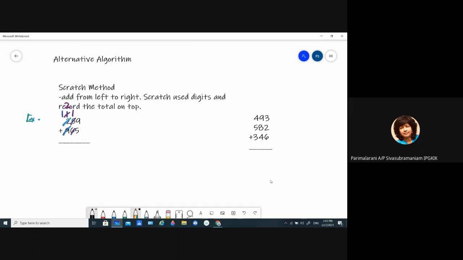Then 9 plus 5. We've added this, so we scratch it out. 9 and 5 is 14. 4 and 1 over here. So we scratch this and we write 2. That's our answer. 1, 2, 2, 4.